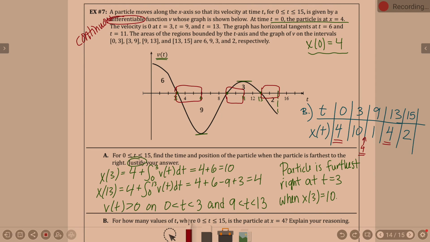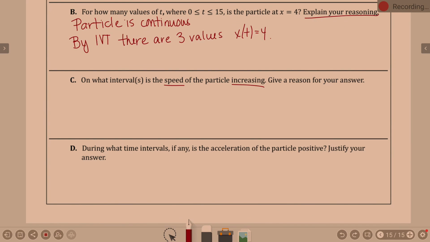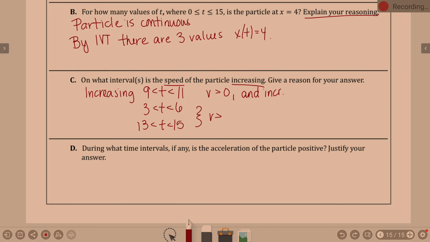How do I want to write that all out in like 0 time? I don't. So I'm shorthanding this: 9 to 11 because velocity is positive and increasing. And then 3 to 6 and 13 to 15, because velocity is negative and decreasing. Okay?